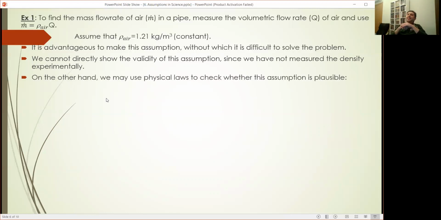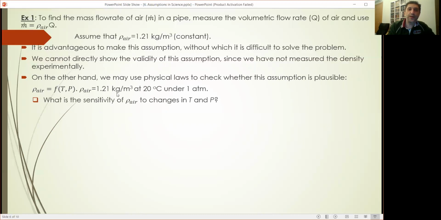So let's continue. Still in this case, we are not without help. We can find the sensitivity of density with respect to different parameters. So we may use physical laws to check whether the assumption may be valid around the range that we are running the process. This is similar to what we have done in uncertainty analysis. Since I know physically density of air is a function of temperature and pressure, or from thermodynamics, and since this is air and doesn't change composition, the density of air is a function of these two variables. Density of air is 1.21 kilograms per meter cube at 20 Celsius under 1 atmospheric pressure.